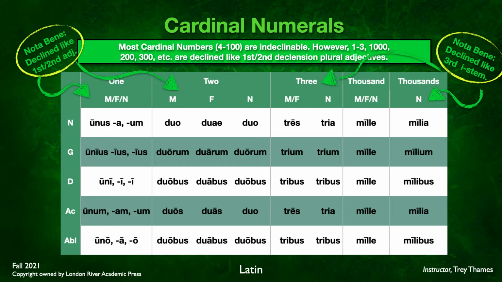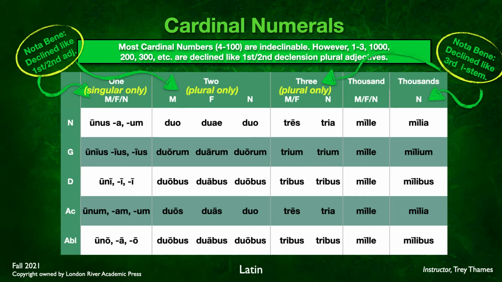You also should know that unus, una, unum, is only singular. It only has a singular form. That's because you can't have a plural one. And by extension, you can only have plural of 2 and 3. You will not have singular forms of 2 and 3. So let's look at unus, una, unum a little bit more closely.